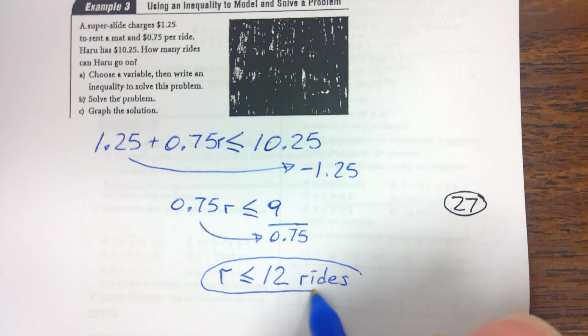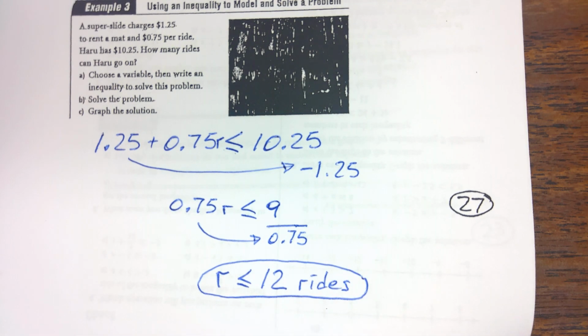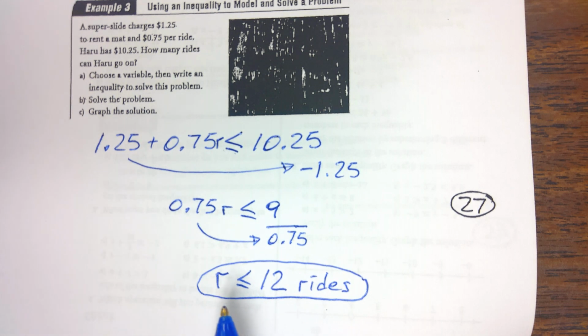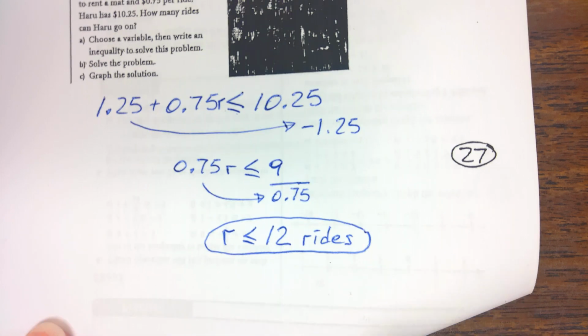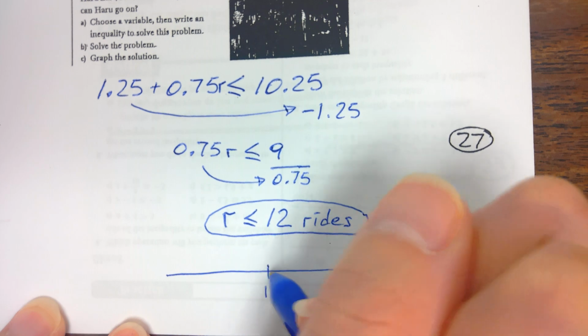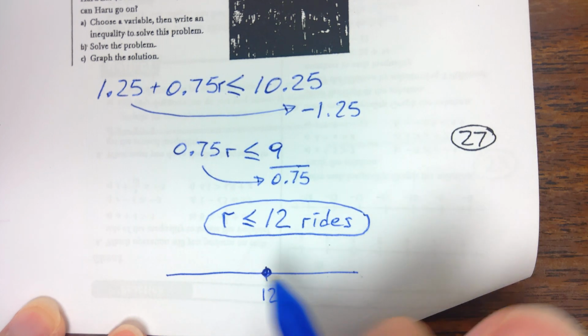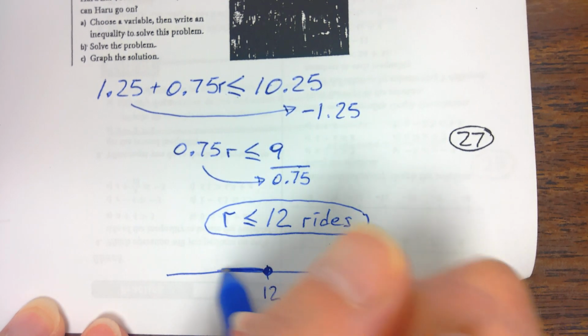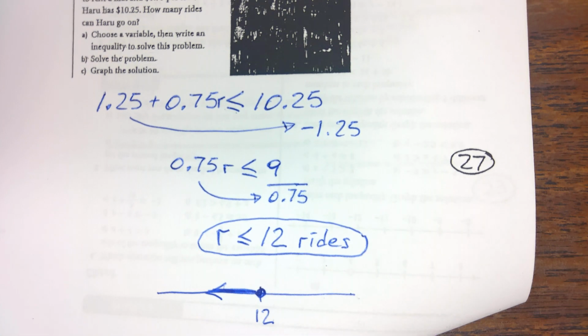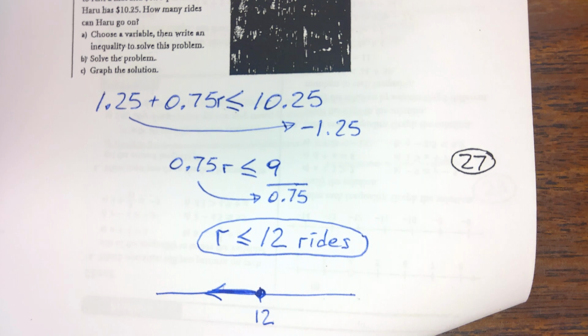Again, in every word problem, there is a unit. Therefore, Haru can go on a maximum of 12 rides. Graph the solution: simply this 12, a solid dot, pointing to the left. And that's the lesson today.